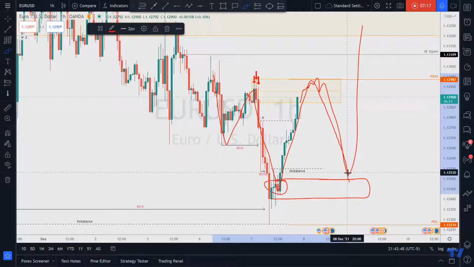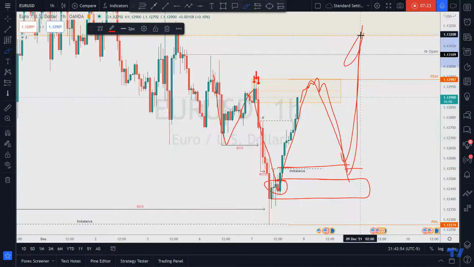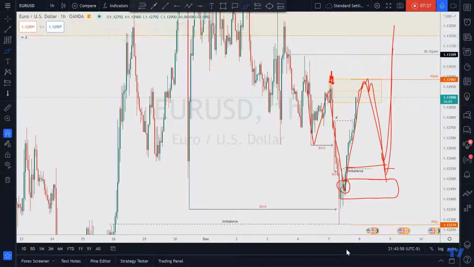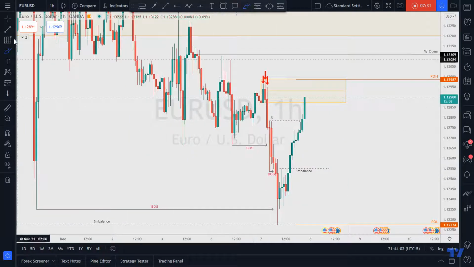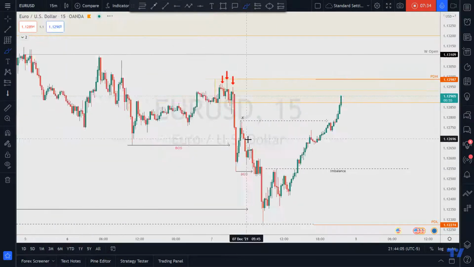Let's kiss off the right shoulder, or maybe hit this imbalance here, and then we can take it up higher. That's what I'd like to see. Yeah, that's what I would like to see. So let's take a closer look at that 15 minute.